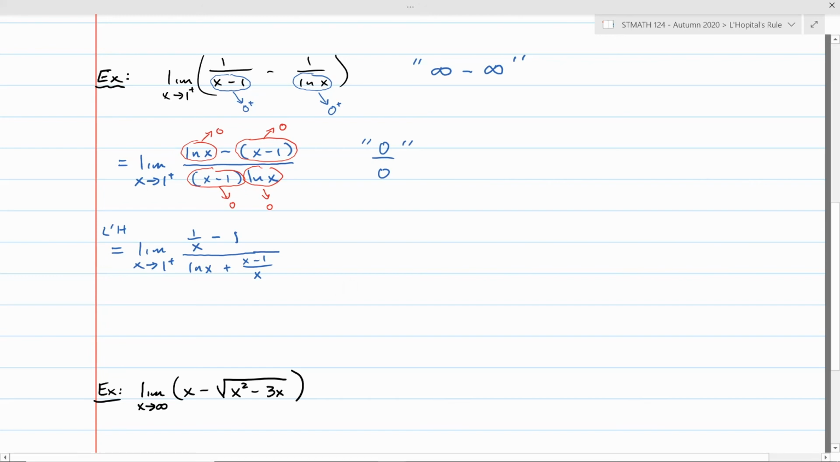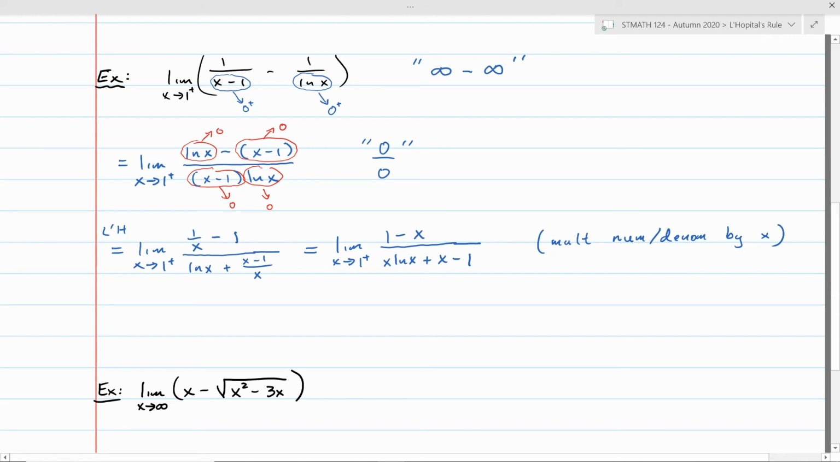So let me try clearing fractions. Multiply by x in the numerator and you get 1 minus x. And multiply by x in the denominator, you get x natural log of x plus x minus 1. Okay, and then let me think about what's going on here.